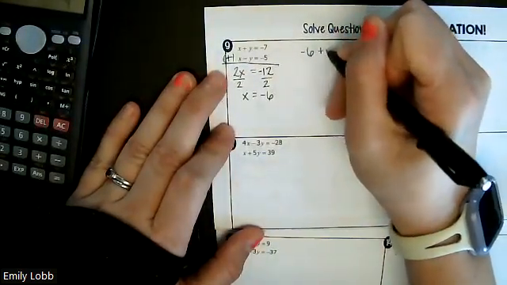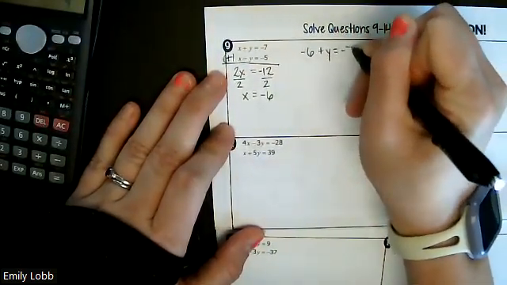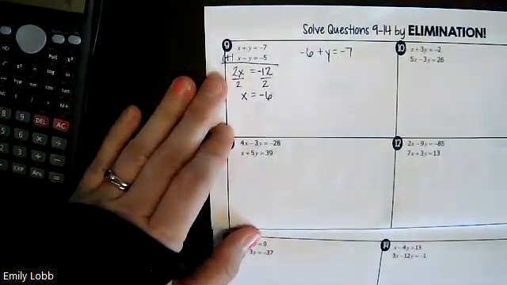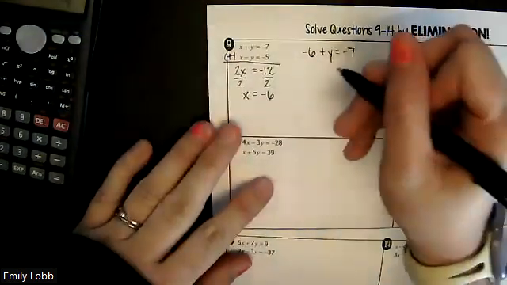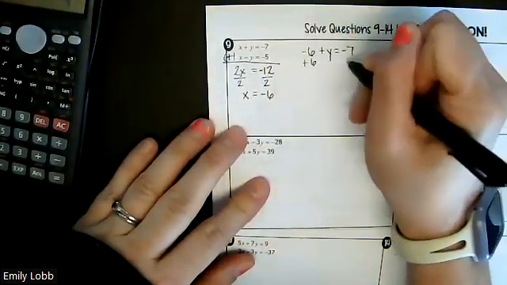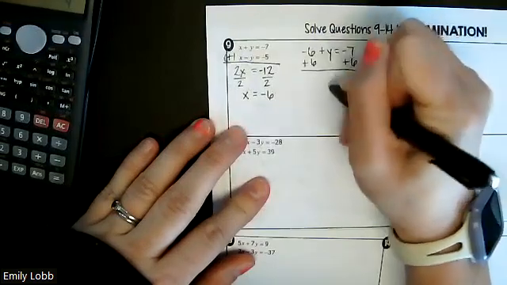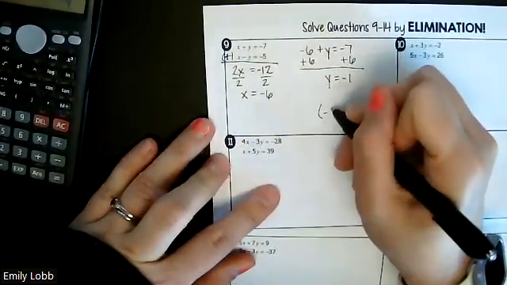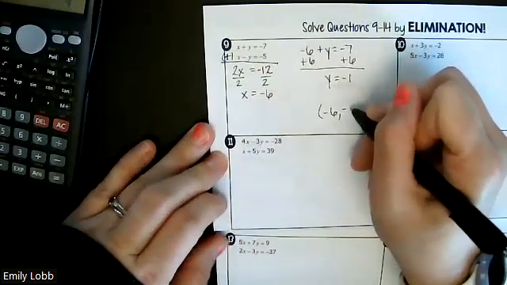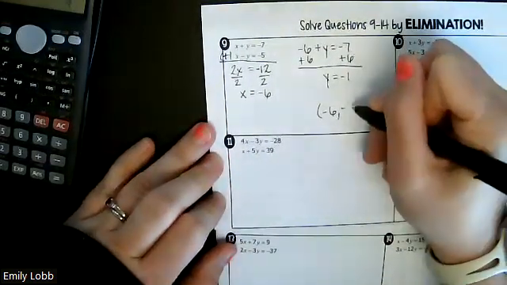And then I would throw this in the top one. Negative 6 plus y equals negative 7. And then you've got a one-step equation, right? So I would add 6 to both sides. And y equals negative 1. So this would be the point (negative 6, negative 1). Whew, they gave us a ton of these ones.